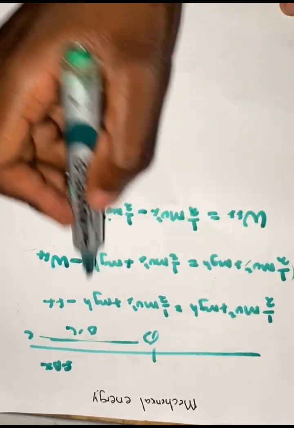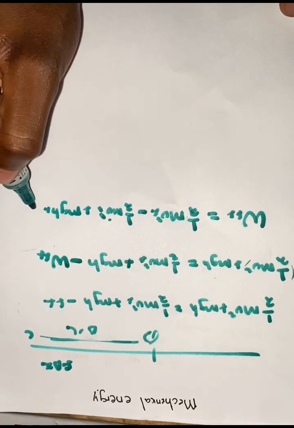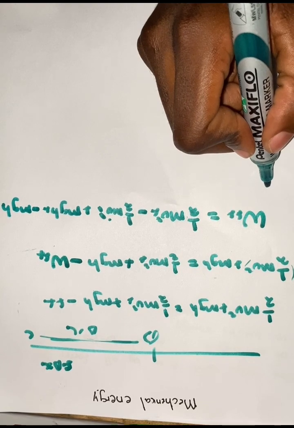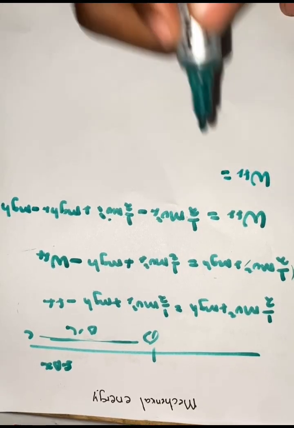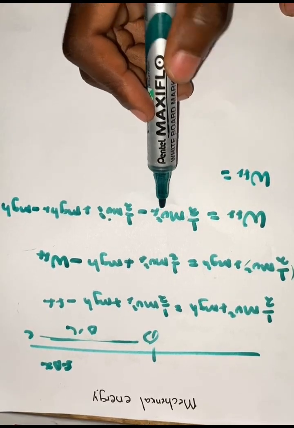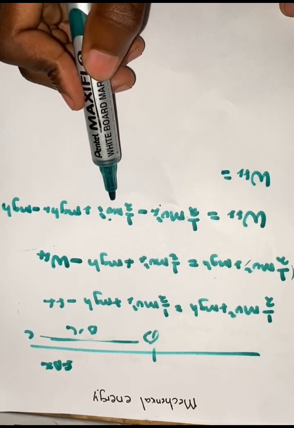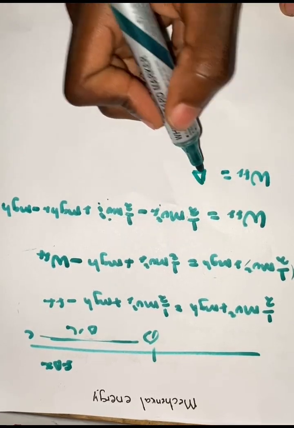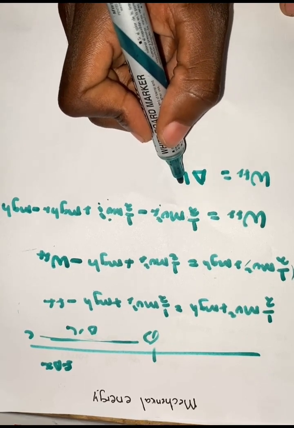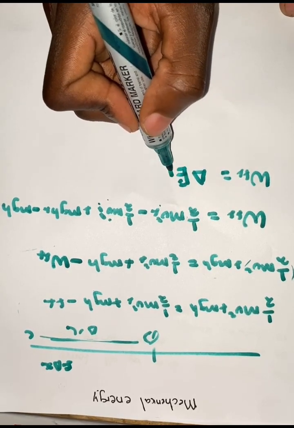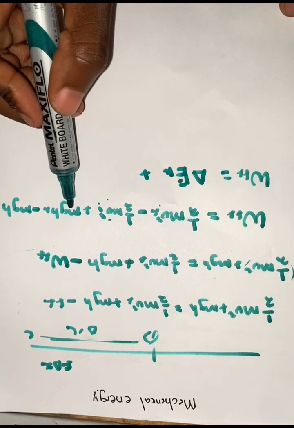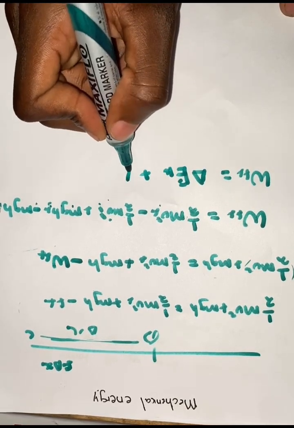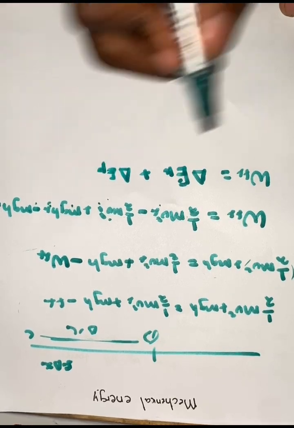I separate this one as it moves across the sign, it's minus mgh. Look at this. This means work done by friction force is equal to 1/2 mv squared final minus 1/2 mv squared initial. That means it is a change in kinetic energy, plus mgh final minus mgh initial. That means it is a change in potential energy.